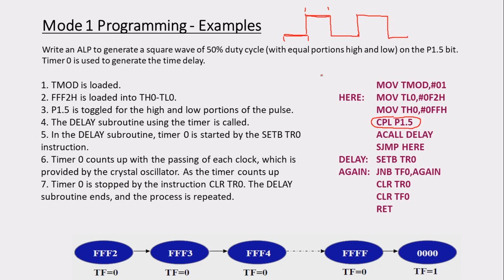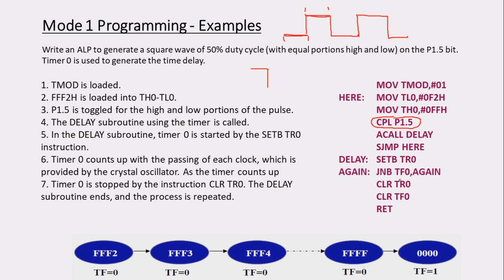Initially it is going to be 0. Let me consider that initially it is 1. Here I have loaded these values, and then I have called complement P1.5. So what will happen? It will become 0. And then what is it going to be?